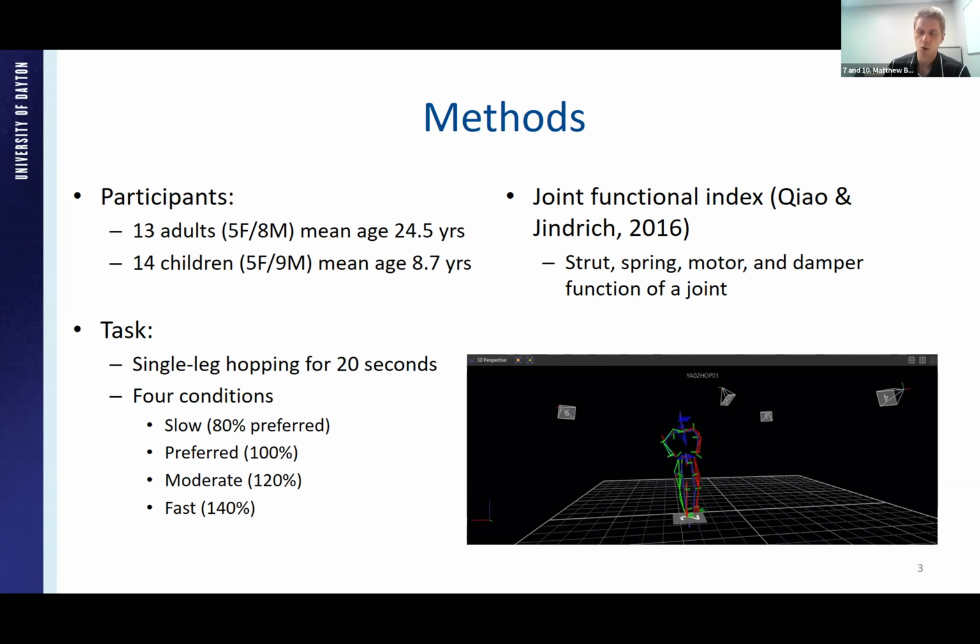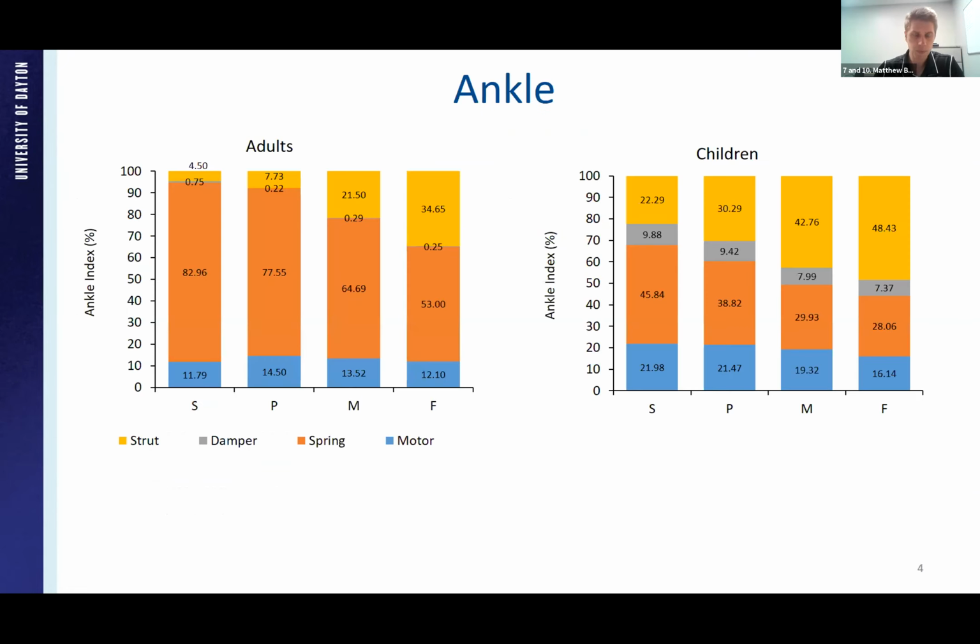We used the joint functional index first proposed in 2016 to quantify joint function, which separates into strut, spring, motor, and damper. Strut is moment occurring about the joint with minimal displacement, spring is looking for a storage and release of energy, and then motor and damper make up what's left. So energy that's put into the system that's not captured by spring is the motor, and damper is energy being taken out. And so we'll look at each of the joints separately here, in similar charts.